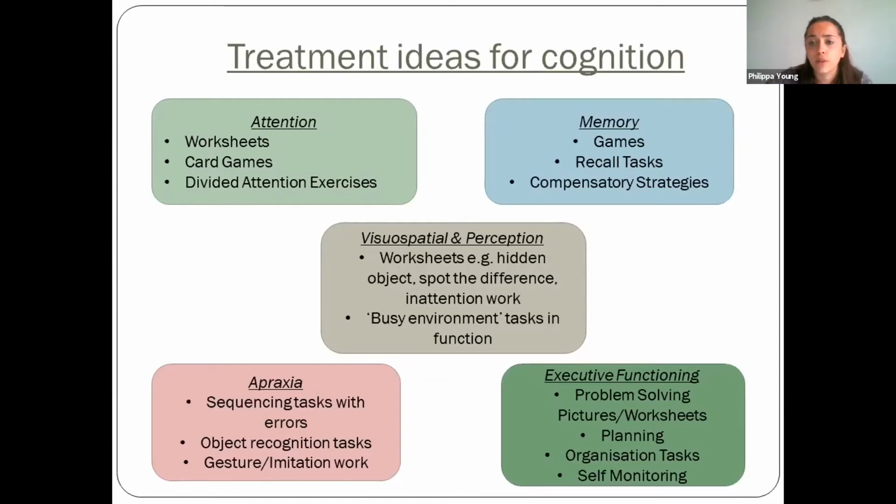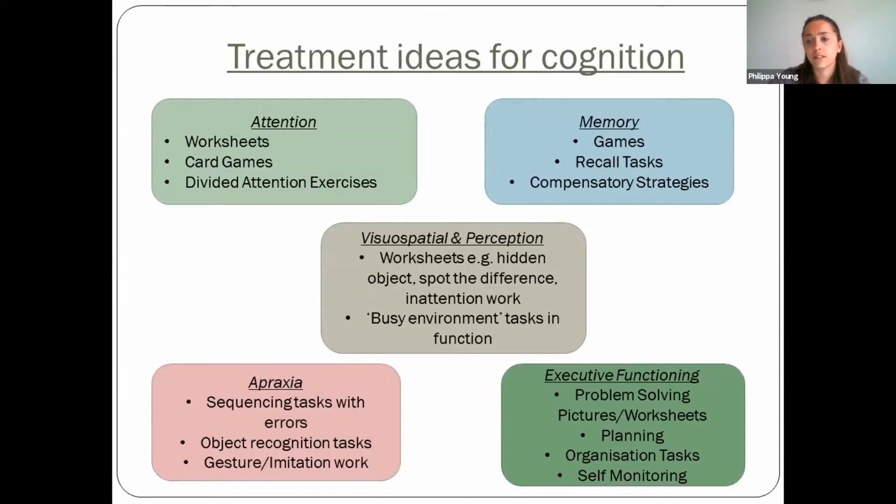Memory can also be treated again through games and recall tasks, so giving them words at the beginning of the session to remember and seeing if they can recall them later. And you can try and complete the education of compensatory strategies remotely as well, and that can either be done via video or telephone. Executive functioning can also be treated with problem-solving worksheets, pictures. You could complete organisation and planning tasks and worksheets sent by email. You could do money management tasks via video. And also giving patients tasks for self-monitoring as well.